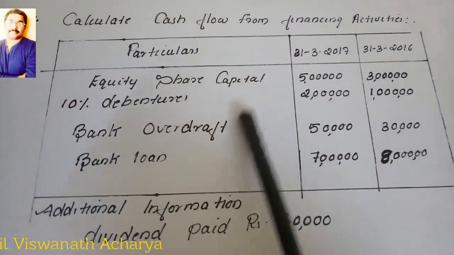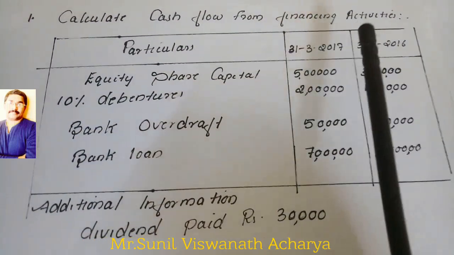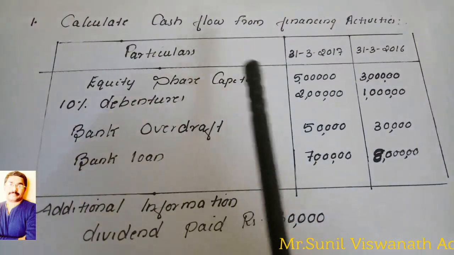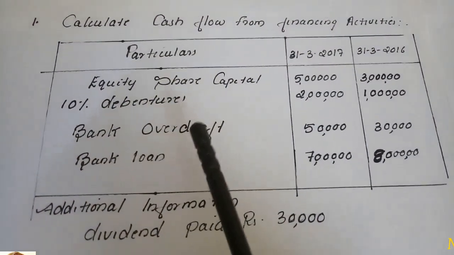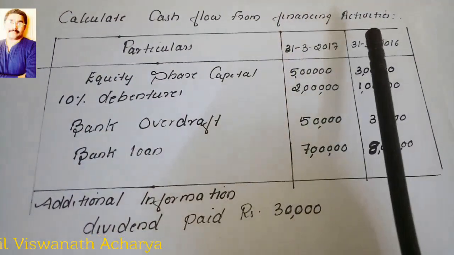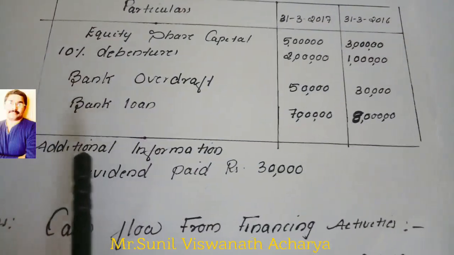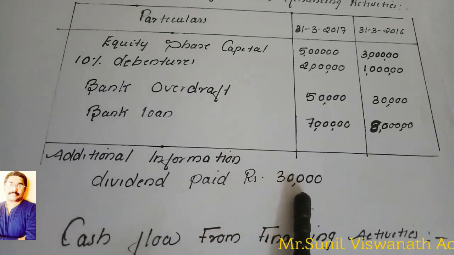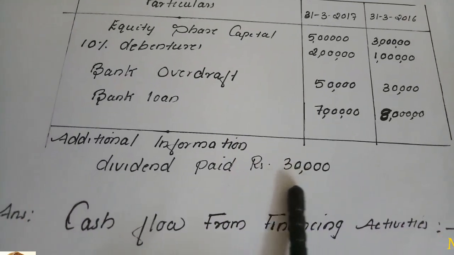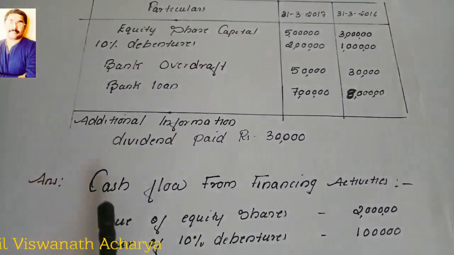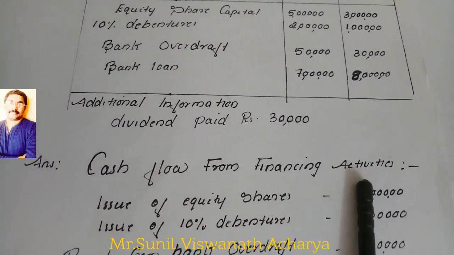Bank loan, these all come under which activity? Financing, because these are all related to shares, debenture and long-term liabilities. And one additional piece of information is given: dividend paid, this is 30,000. Now we can calculate cash flow from financing activity.